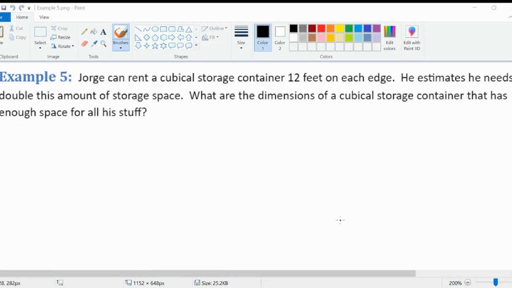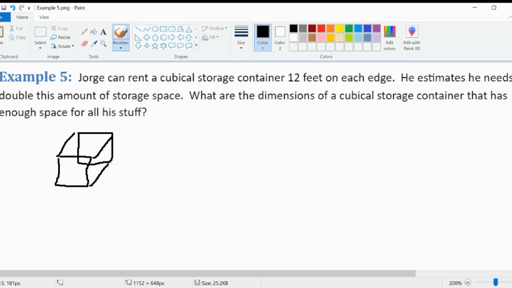Learning target today: Jorge can rent a cubicle storage container 12 feet on each edge. He estimates that he needs double this amount of storage space. What are the dimensions of the cubicle storage container that has enough space for all of his stuff? So he has a storage unit right now, and it's a cubicle. So that means it's a cube shape.